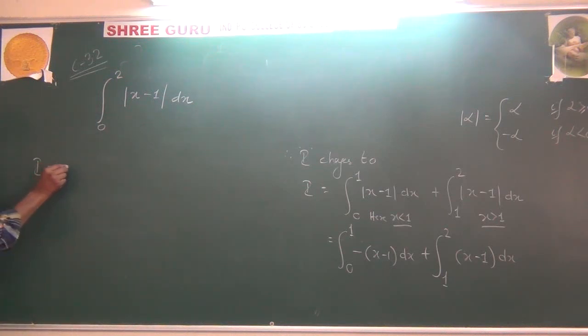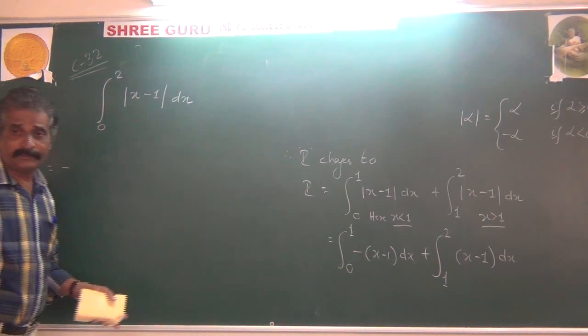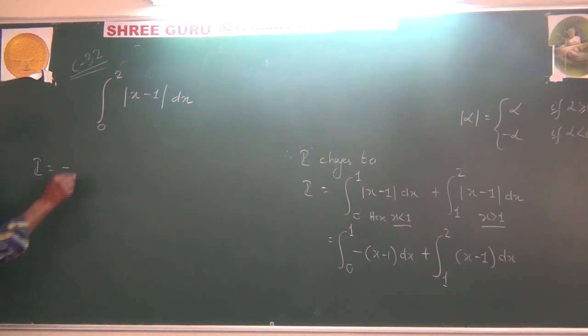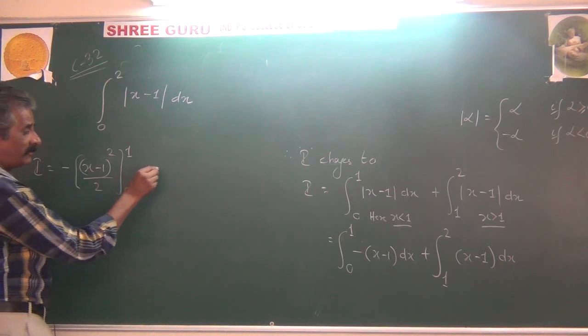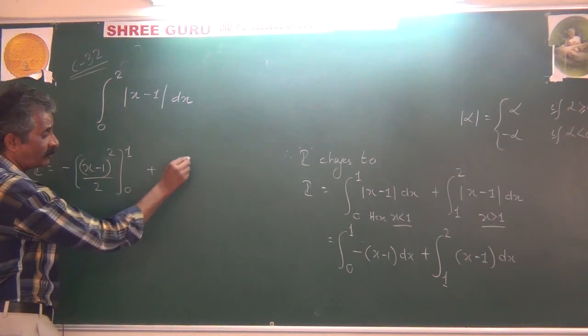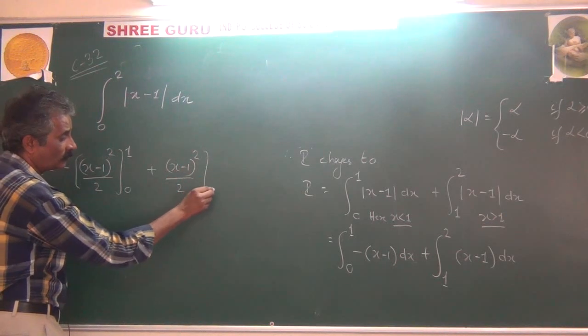Now I equal to 5. Integrate, just like integration of x. What is integration of x? x square by 2. Similarly, integration of x minus 1 is x minus 1 whole square by 2, limits 0 to 1, plus integration of x minus 1 is x minus 1 whole square by 2, limits 1 to 2.